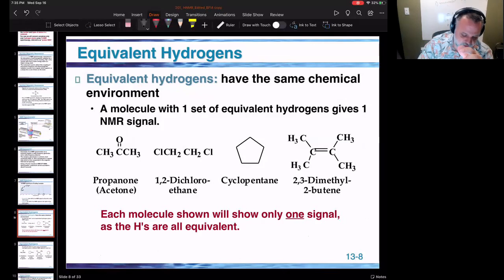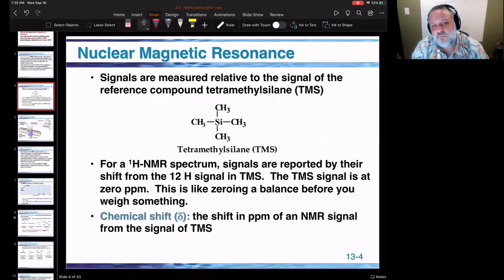And so let's go back to TMS real quick. Remember that I said that each hydrogen in TMS is in the same chemical environment. It's in a unique chemical environment. And so there's only going to be one signal because it's a hydrogen connected to a carbon, and that carbon is connected to a silicon that's connected to 3 other methyl groups. And it doesn't matter which hydrogen you're looking at, it's all the same.